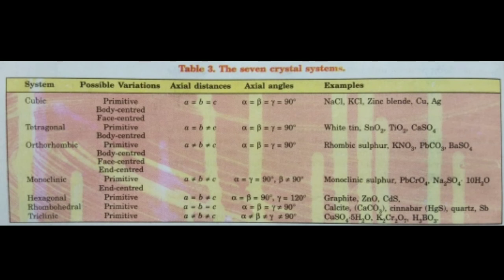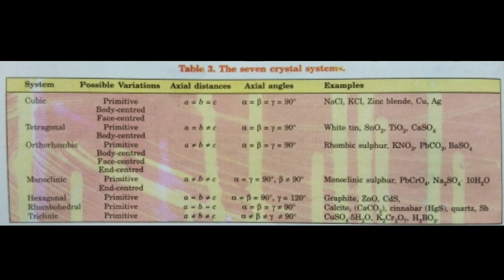As you can see on the screen, cubic system examples: sodium chloride, potassium chloride, zinc blende, copper, silver. Tetragonal: white tin, tin dioxide, titanium dioxide, calcium sulfate. Orthorhombic examples like rhombic sulfur, potassium nitrate, lead carbonate, barium sulfate. Monoclinic example: monoclinic sulfur, PbCrO4, Na2SO4.10H2O.